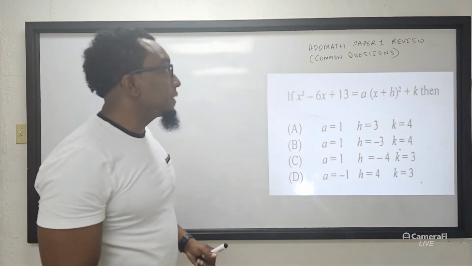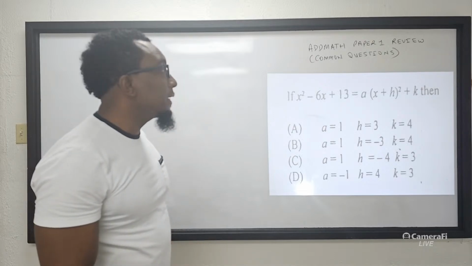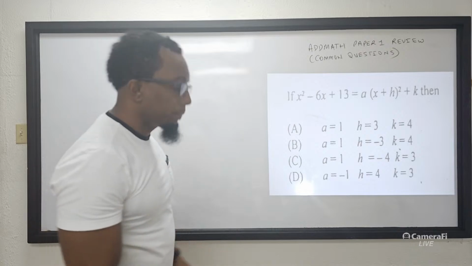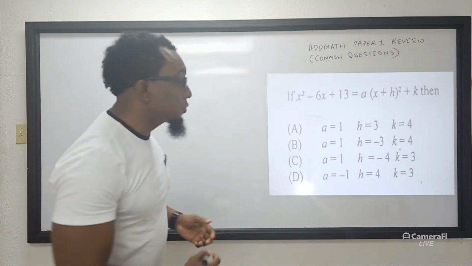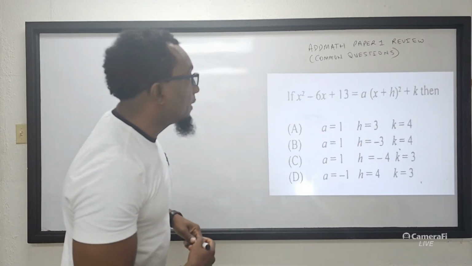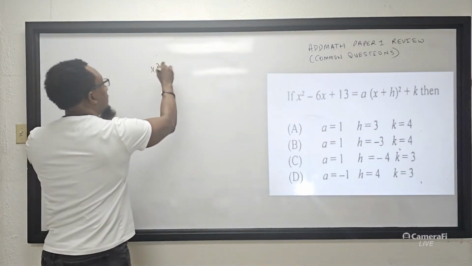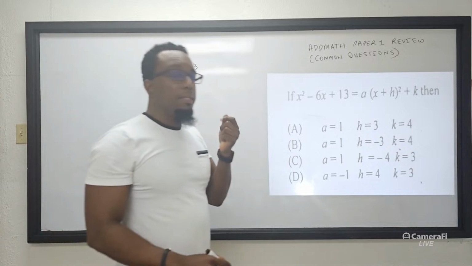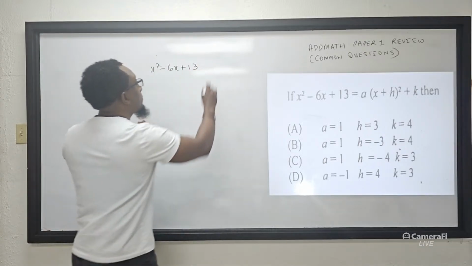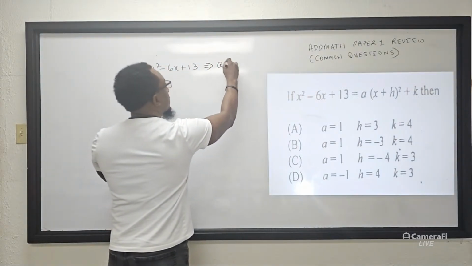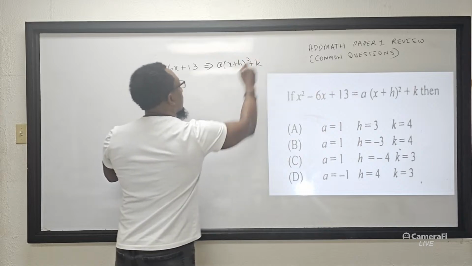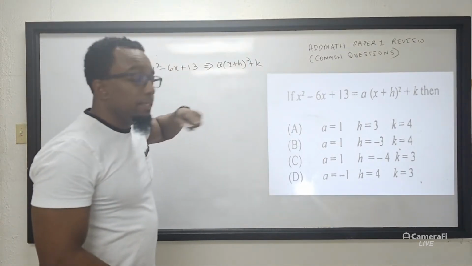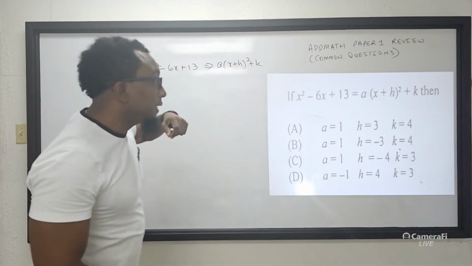If x squared minus 6x plus 13 is equal to a into x plus h in brackets squared plus k, then what is a, h, and k? So this basically is completion of squares. So we have here the quadratic expression x squared minus 6x plus 13. And if we have to find a, h, and k, then simply we know that there's a formula for h and there's a formula for k that can quickly help us to determine h and k.